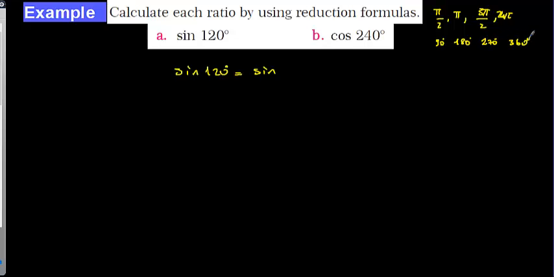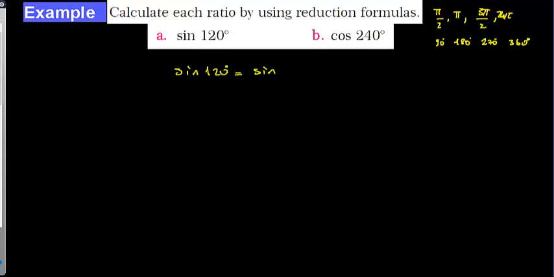Okay, now let's give some numerical examples. Sine 120. Sine 120 is equal to what? I'm going to find it now. Sine 120 can be written by relating it with pi over 2, pi, 3 pi over 2, or 2 pi, which are 90 degrees, 180 degrees, 270 degrees, and 360 degrees.